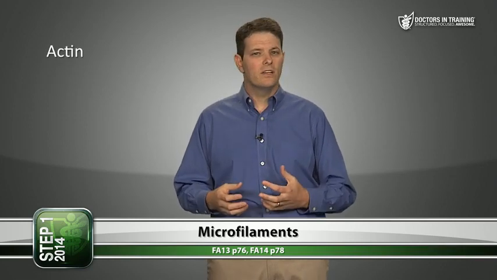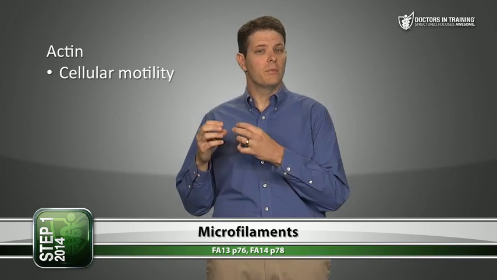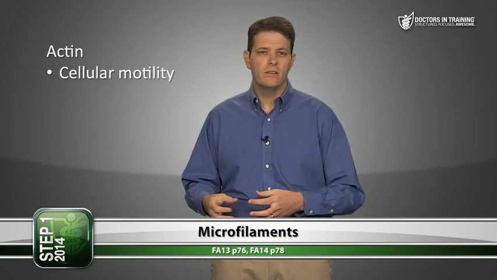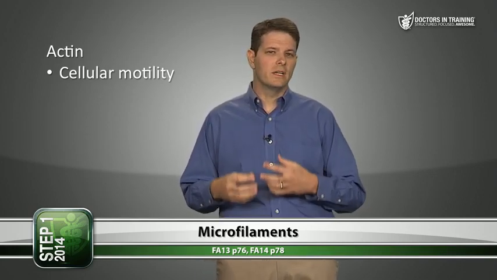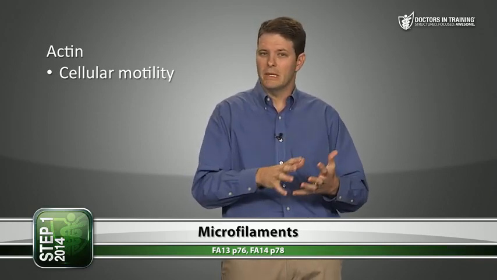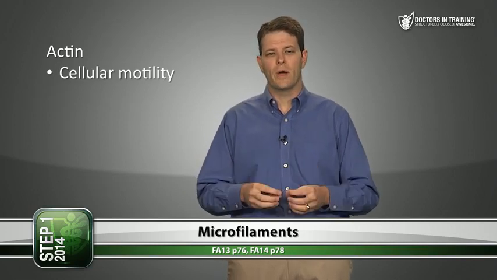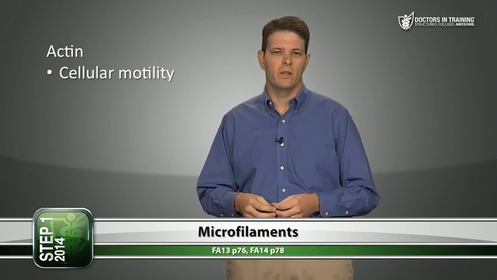So microfilaments are made of polymers of a protein called actin. Now actin is really important for cellular motility, whether you're talking about neutrophil chemotaxis or macrophages or the microvilli of the intestinal brush border or activated platelets changing shape to plug up a bleed. All those kinds of cellular movements are mediated by the growth and contraction of these actin microfilaments.